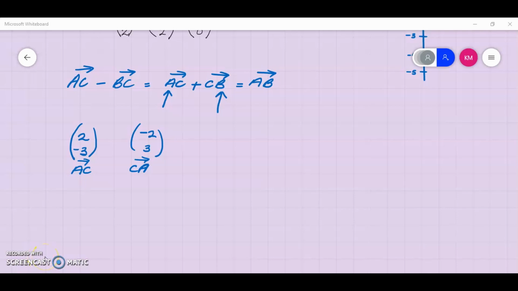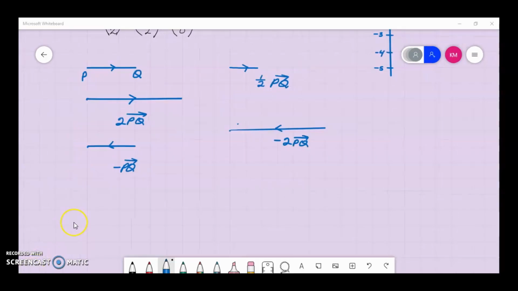Now let us look at multiplication of a vector by a scalar quantity. So let's consider these vectors here. Let's look at the vector PQ. If the vector PQ is multiplied by a positive scalar quantity, it is going to go in the same direction as PQ. For example, I have multiplied PQ by 2. 2 is a scalar quantity and it's positive. So because it's multiplied by a positive scalar quantity, it was drawn in the same direction as PQ. And because it's 2, it was drawn twice the length of PQ.